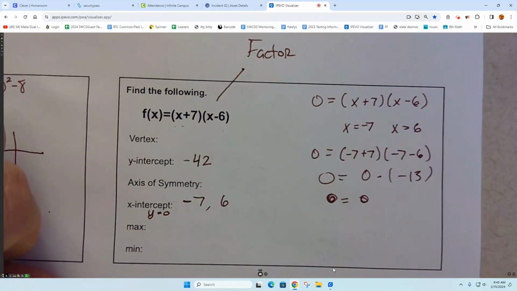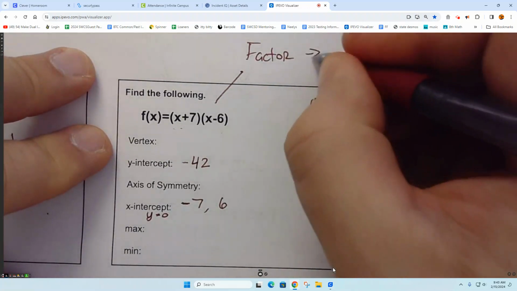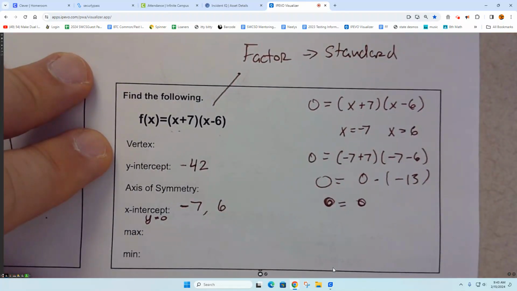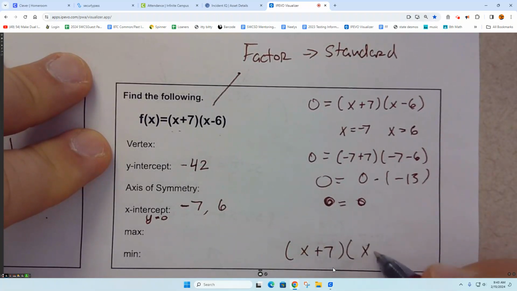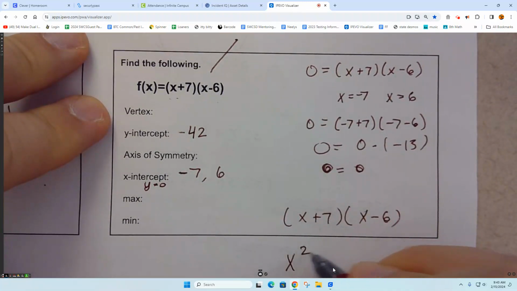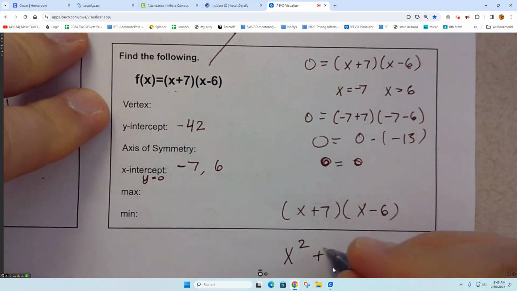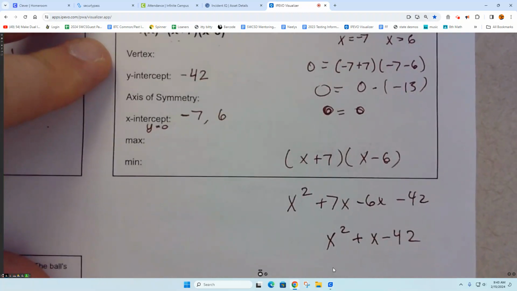What form do we need to turn it into to find our vertex? We got to turn it into standard, right? Almost always we're going to turn it into the standard to find our vertex. So that means I got to do x plus 7 times x minus 6. I was working with someone the other day, and they were getting really fast at these, because they were able to combine the middle term, which I thought was pretty awesome. Okay, so there's my standard form.